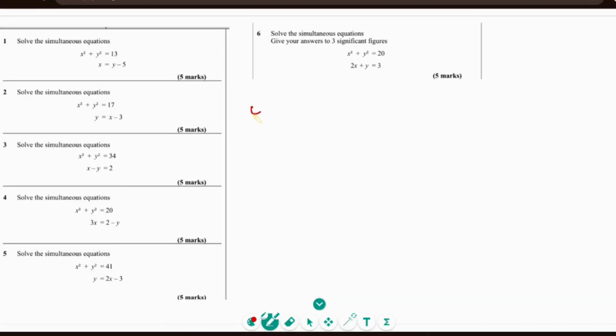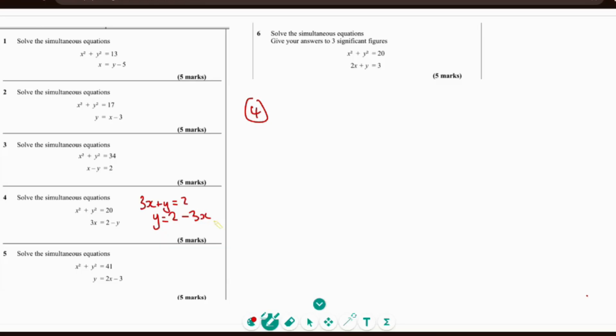Okay, question 4. Now, again, it is your choice as to whether to make x or y the subject. I would make y the subject. If you make x the subject, you can have a fraction, which will be difficult to manipulate. I'm going to add a y to both sides. You may have made x the subject, but you may have found it more difficult. But if you have, you will get the same answer as me in the end.